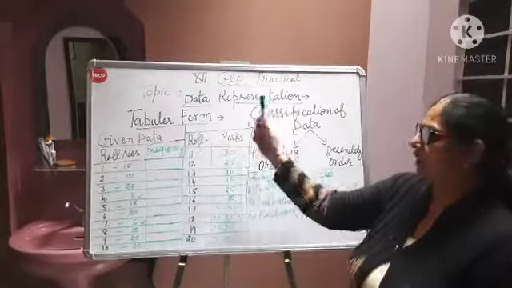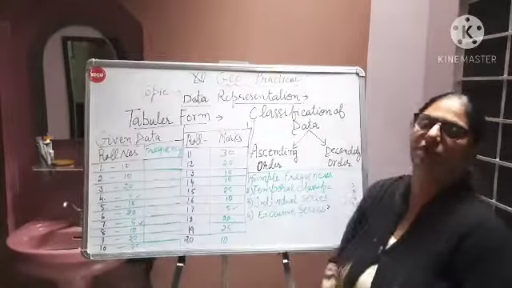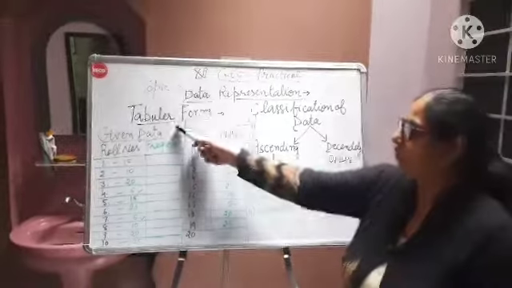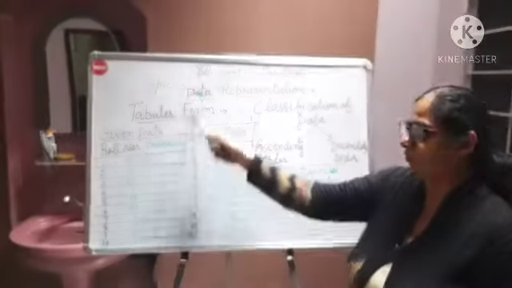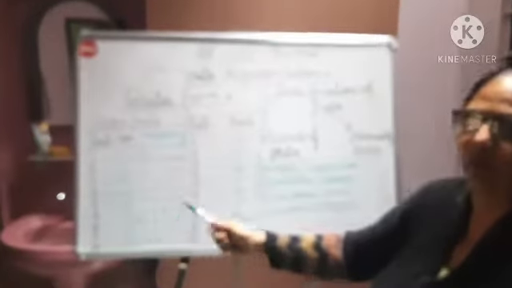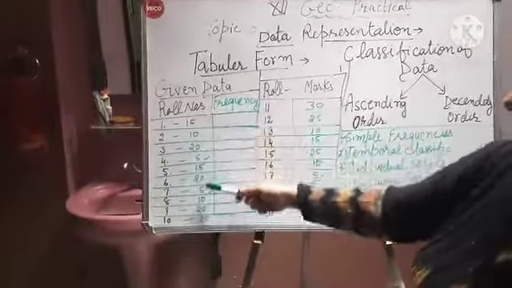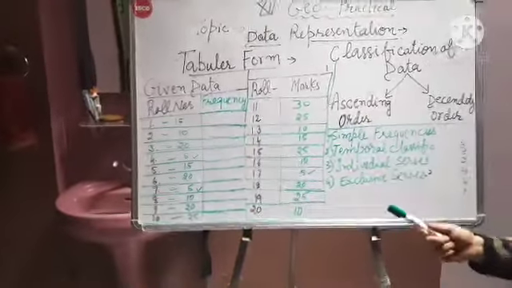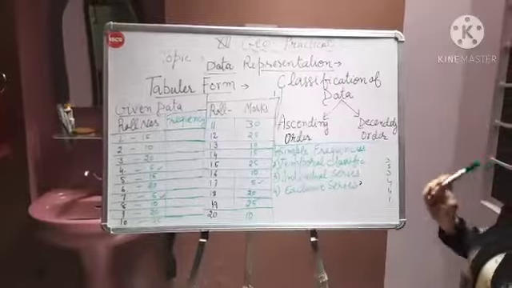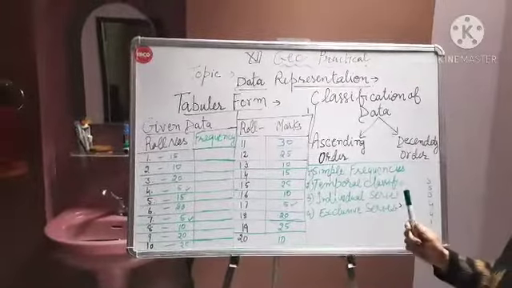Today I am going to tell you how data is to be represented in tabular form, in the form of a table. This is the data, given data is there. I have taken it from your practical book also. So you have to see and copy it. Take one screenshot of this on side so that you may understand properly.